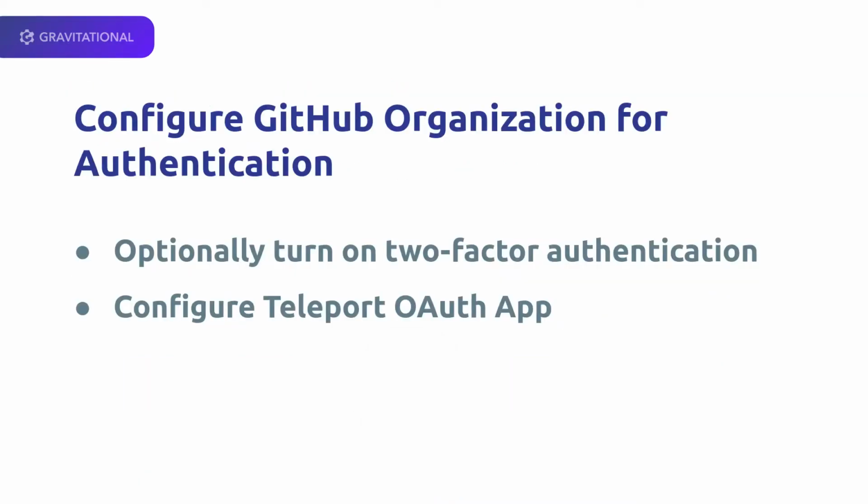Our first step is going to be configuring the GitHub organization for authentication. You'll want to have an organization configured that has one or more teams with members assigned to those teams based on the type of usage they'll have. We recommend turning on the two-factor authentication option to provide you added security beyond just passwords. Next, we'll be configuring the Teleport OAuth application, which is the communication protocol used for security between Teleport and GitHub.